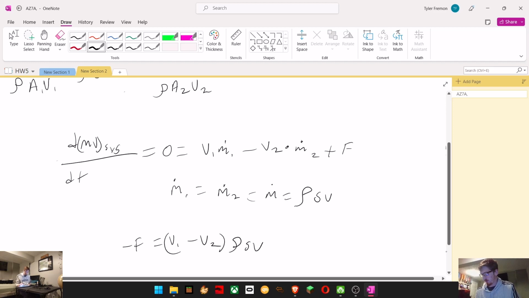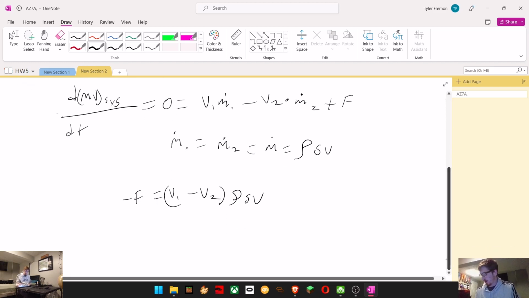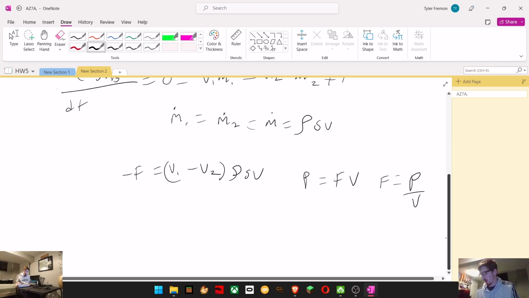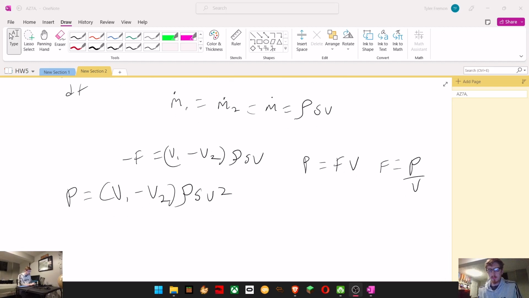So we can go ahead and plug in rho SV here, and we'll move the F to the other side. And we have negative F is equal to V1 minus V2 times rho SV. We know that power is equal to the force exerted times the velocity. So we know that F is equal to P over V. So we'll plug that in and then multiply across by V. So we're left with power is equal to V1 minus V2 times rho SV squared.